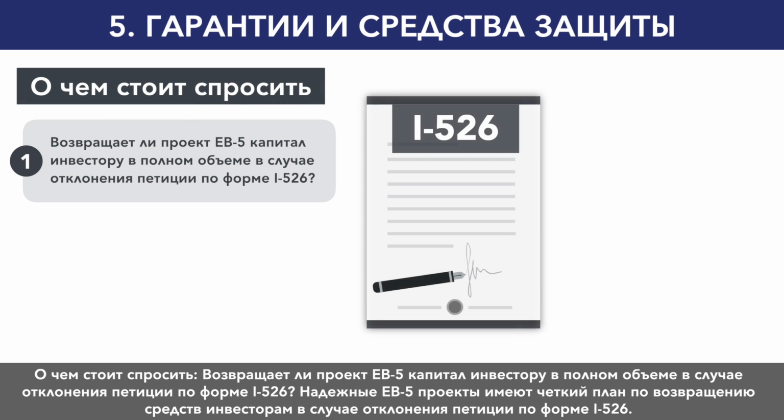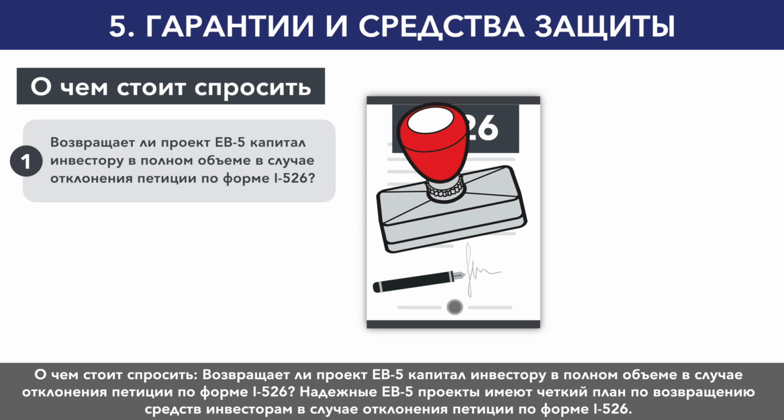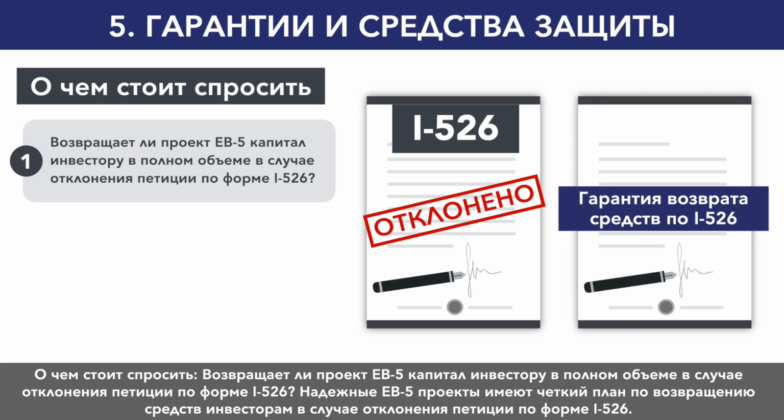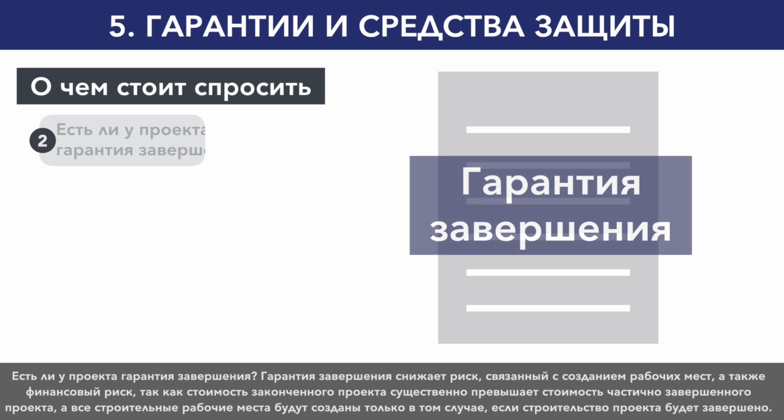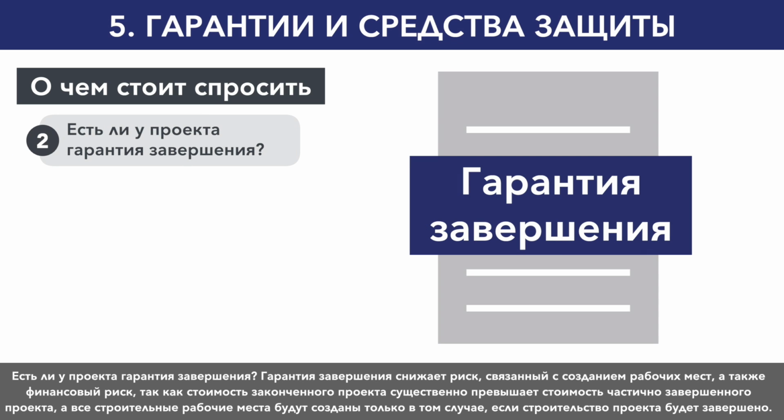Questions to ask. Does the project fully refund EB-5 investor capital if an I-526 petition is denied? Strong EB-5 projects have a clear plan to repay investors in the case of an I-526 petition denial. Does the project have a completion guarantee? A completion guarantee reduces the job creation and financial risk, since a fully constructed project is worth substantially more than a partially completed project, and all construction jobs will be created if the project completes construction.